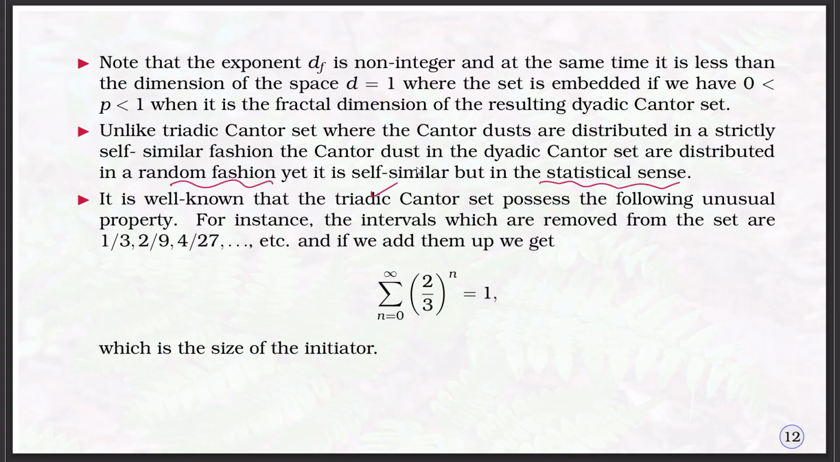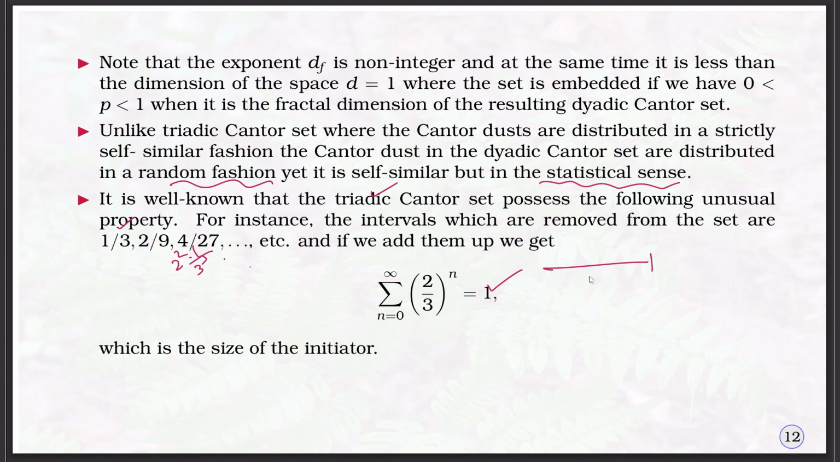Now in the triadic Cantor set, we calculated how much interval we removed from the closed interval [0, 1] to obtain the Cantor set. In each iteration we remove intervals: in the first, 1 interval of length 1/3; in the second, 2 intervals of length 1/9; then 2 squared intervals of length 1/3 cubed, and so on. Taking the factor 1/3 out, we get this series. This series represents the sum of the lengths of the removed intervals from the closed interval [0, 1], which is equal to 1.